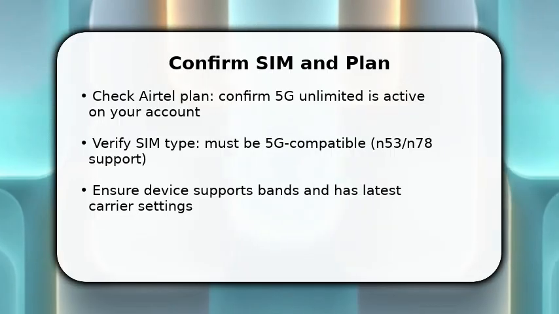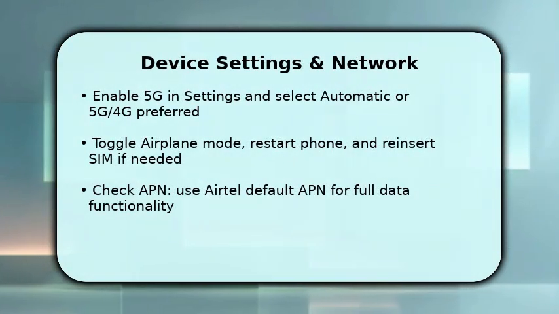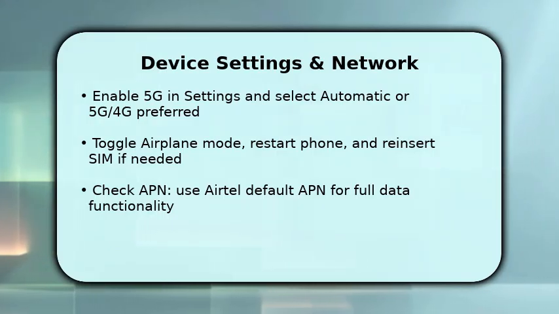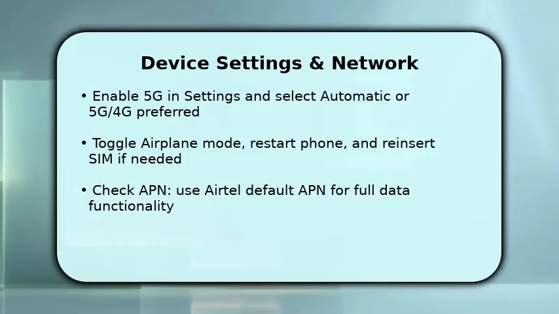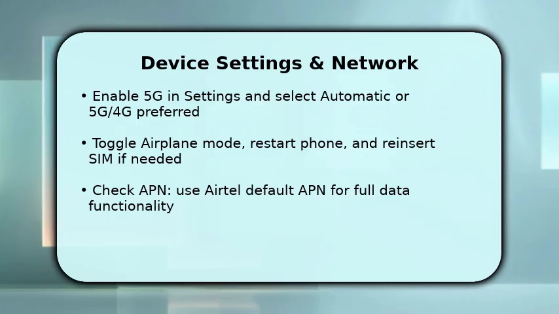Now adjust your device settings. Go to Mobile Network and set preferred network type to 5G/4G or automatic, then verify VoLTE is on. Once done, toggle airplane mode briefly, restart the phone, and reinsert the SIM to force re-registration.